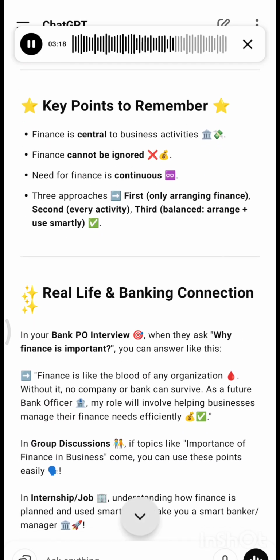Key points to remember. Finance is central to business activities. Finance cannot be ignored. Need for finance is continuous. 3 approaches. First, only arranging finance. Second, every activity. Third, balanced, arrange plus use smartly.